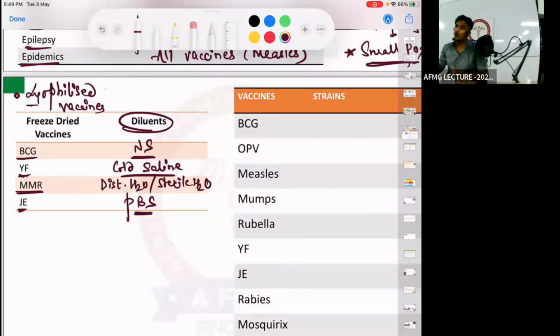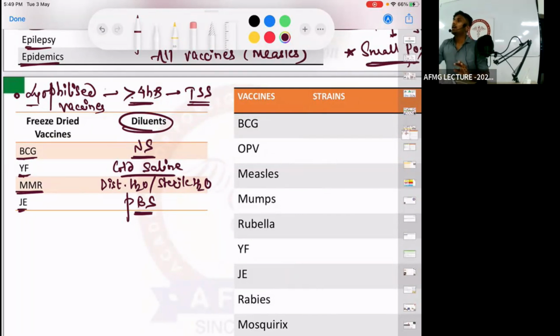Now, once the vaccine is reconstituted, the vaccine should be used within 4 hours. If the vaccine is used beyond 4 hours, it causes toxic shock syndrome. Maximum chances of toxic shock syndrome are seen with the measles vaccine.